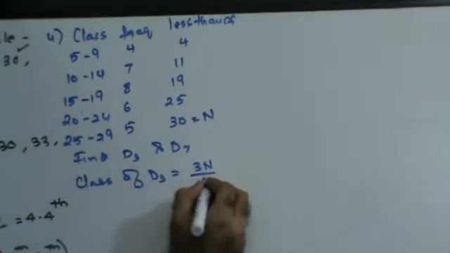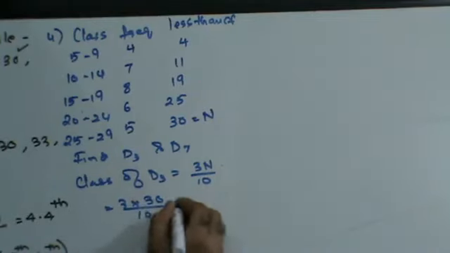Now first I'll find out the class of D3. Class of D3 is 3n by 10. So this is going to be 3 into N, that's 30 by 10. So this is going to be 9. 9 is less than 11 in the CF column.